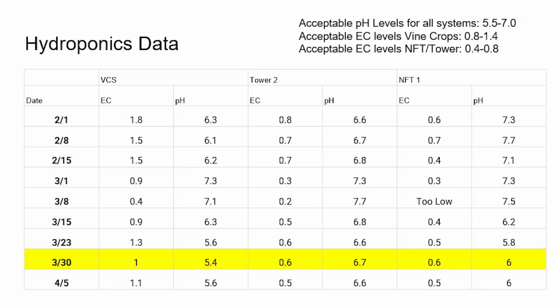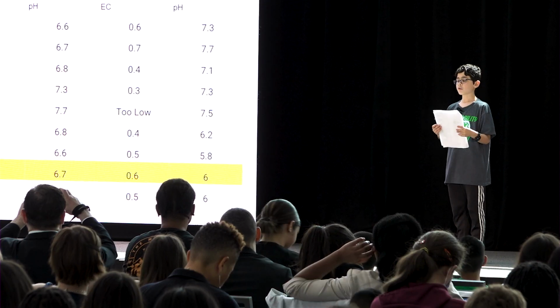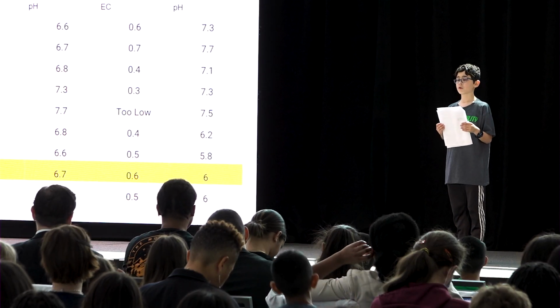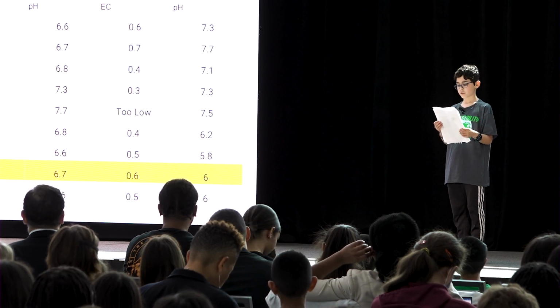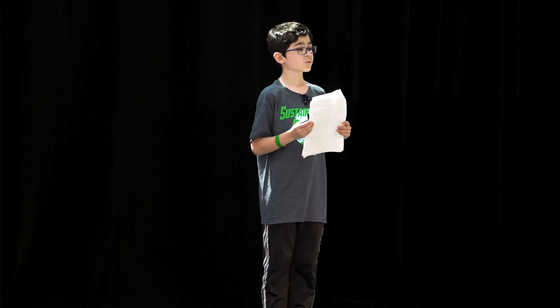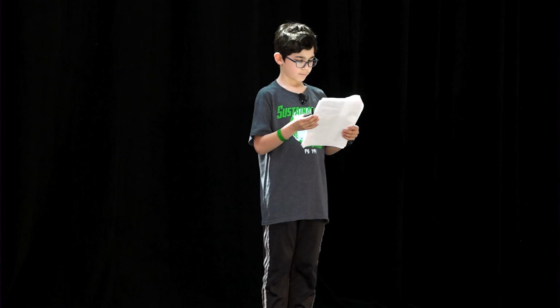Look at the March 30th row. For the VCS or vine crops, the EC was in range, but the pH was a little low. The water needs to be a little bit more acidic, or the crops may not be able to absorb the nutrients correctly. The rest of the systems were in range. This was one of the better weeks.